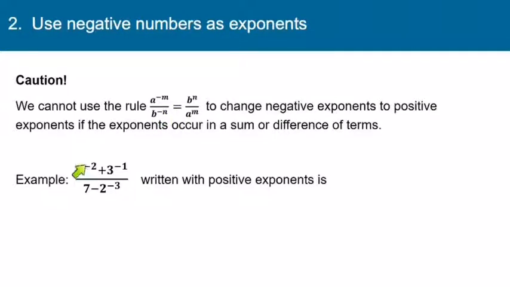So what we would have to do is make a reciprocal out of this little part of this sum. So we could write 1 over 5 to the 2nd plus 1 over 3, and then we'd have this big fraction bar here, and then we'd have 7 minus 1 over 2 to the 3rd. Now you'll learn in a later class how to simplify an expression like this. But for right now, we really don't want to have to mess with something like this. So I just want you to keep in mind that this rule we had only works on products and quotients. It does not work if your expression contains a sum or a difference.